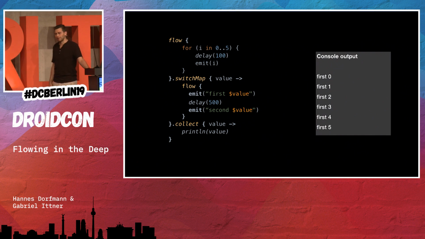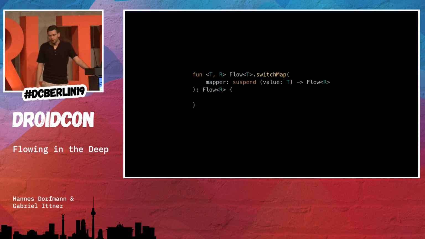Let's see how we can implement this. So again, switchMap is already part of the standard library, just for the sake of demonstration, I'm going to re-implement this with you. So this is our method signature, right? We have similar things like we have shown before with map. We have it as an extension function. We get this mapper, but now the mapper returns a Flow of R instead of just R. That's the main difference to notice now.